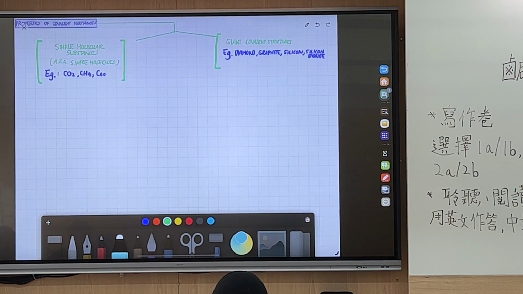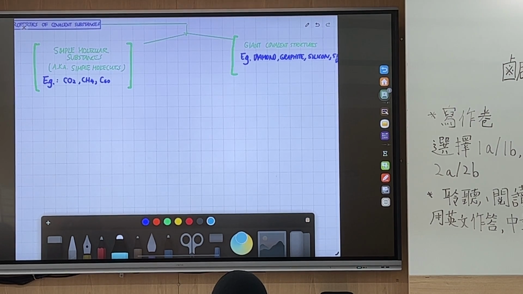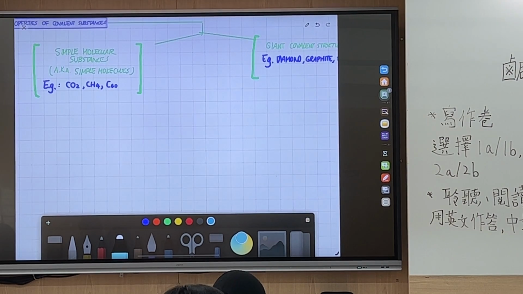Right. So we have simple molecular substances and giant covalent structures. Now we look at their properties, starting with the melting and boiling point. So can you put down melting and boiling point?